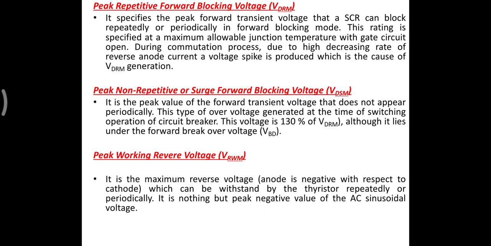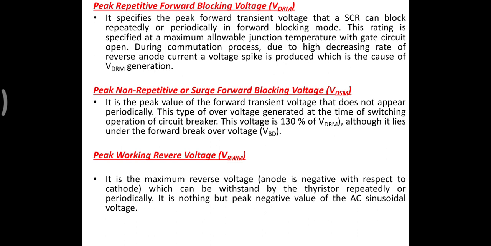Okay, now during the commutation process, due to the high decreasing rate of reverse anode current, a voltage spike is produced which causes this peak repetitive forward blocking voltage generation. This is about the peak repetitive forward blocking voltage.